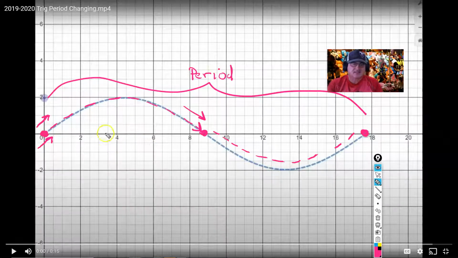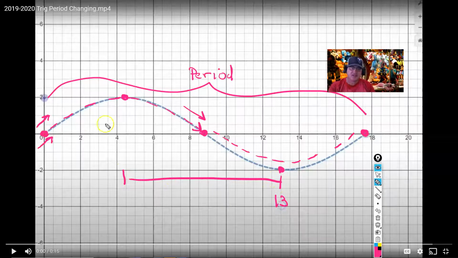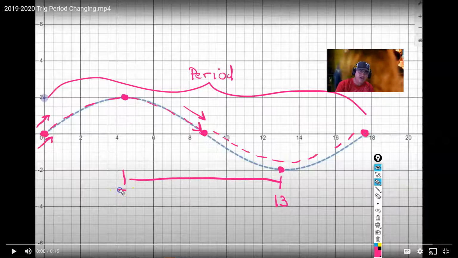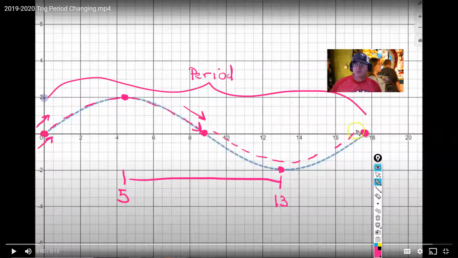Now, if you can't see the whole period, then you can take a high point and a low point, and that would give you half the period. So this point is at 13. This looks to be at about 5. So 13 take away 5 and then double that, and that would be my period.